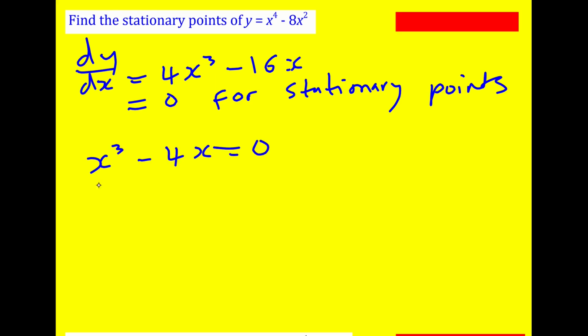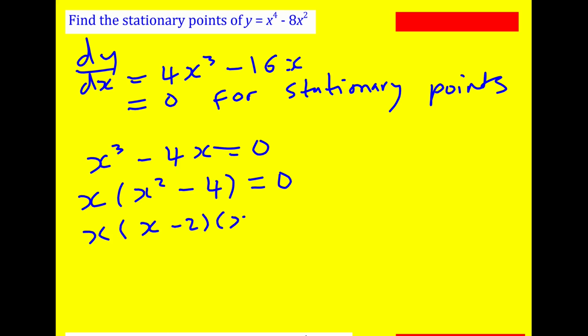Okay, and then actually there's a common factor of x. Now you've got to be really careful. You can't just divide through by x, because actually, I'll show you why in a second. If we factorize out the x, we get x squared minus 4, and then we get x minus 2, x plus 2. This is the difference of two squares. So x equals 0, 2, or minus 2.